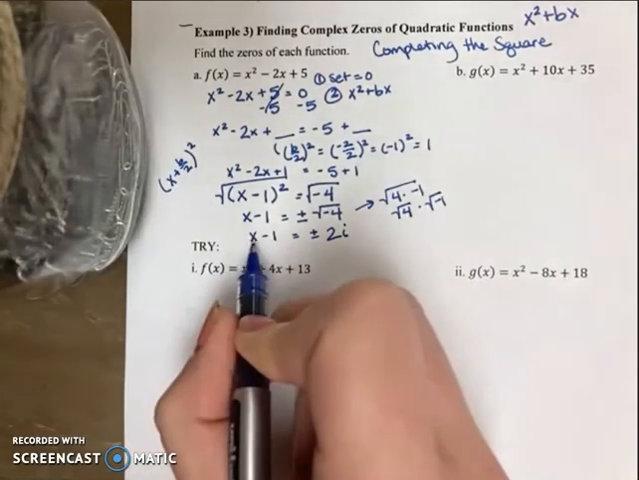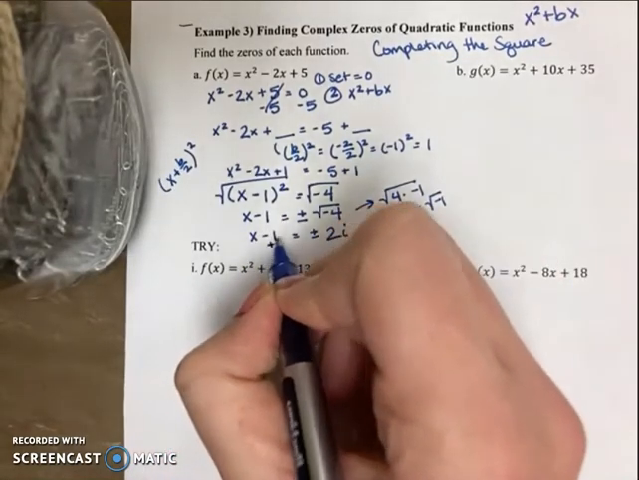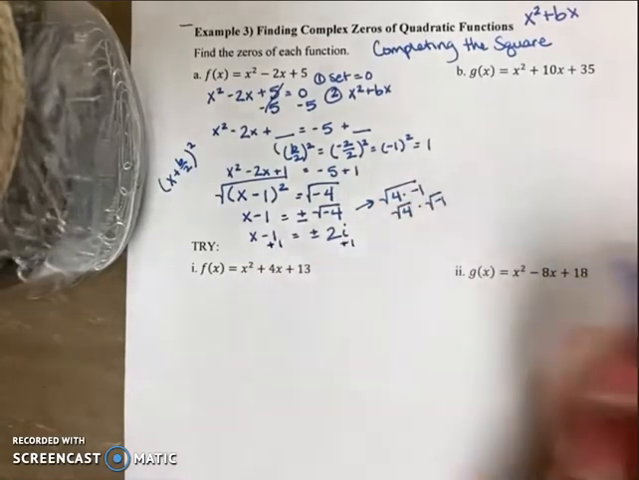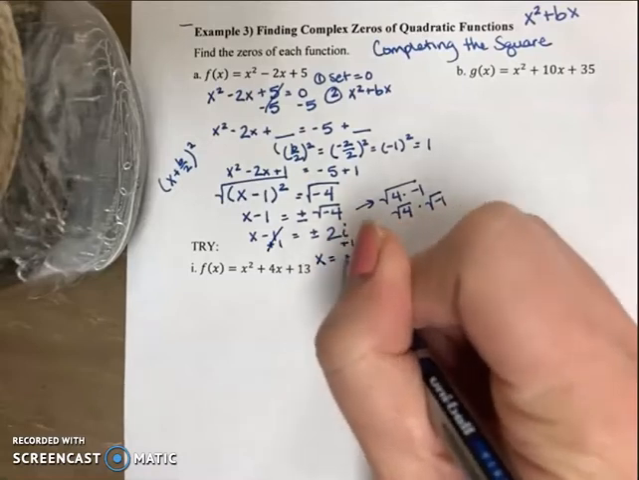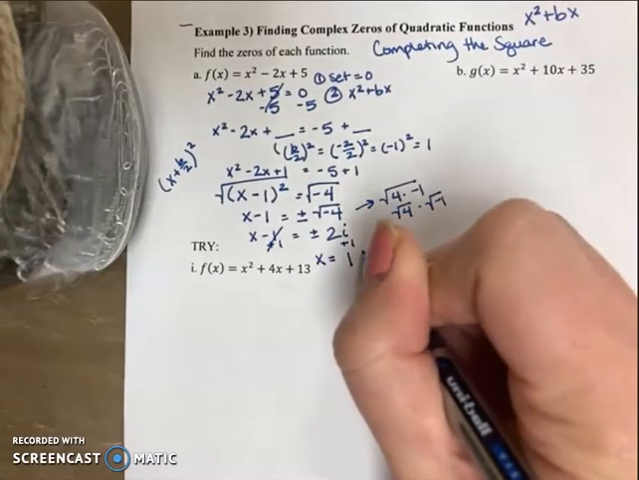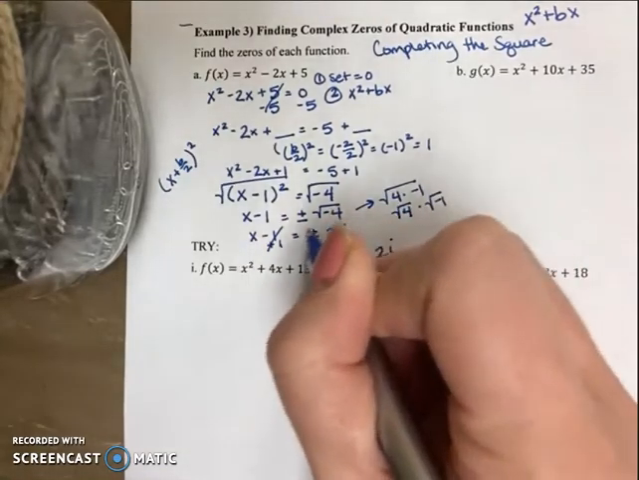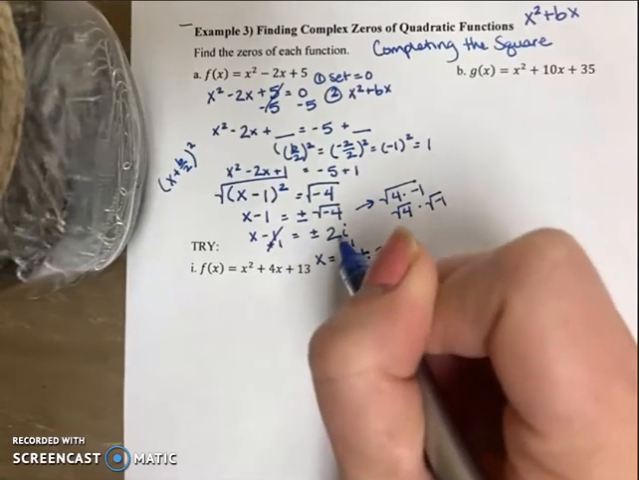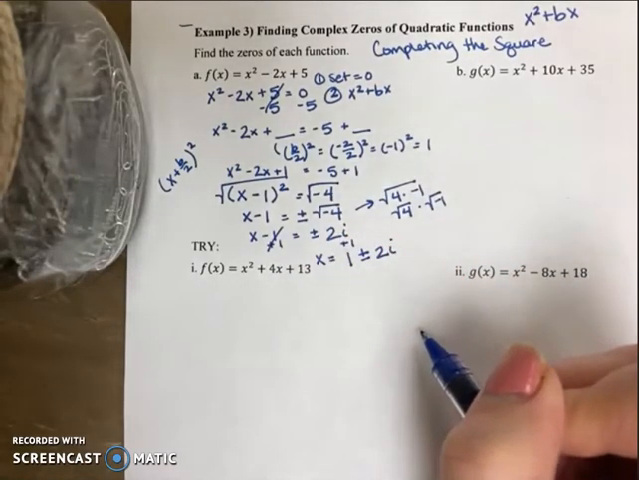Now, hopefully you noticed x is still not by itself, so I'm going to add 1 to each side, giving me x equals 1, because I want to put the real number first, plus or minus 2i. So the plus or minus belongs to the 2i. We can't just save plus or minus till the end and write it with our final answer. Okay?